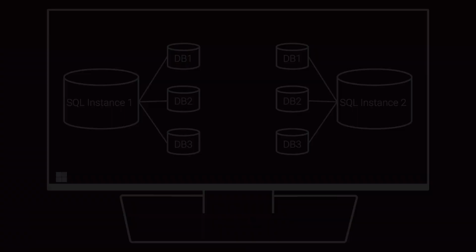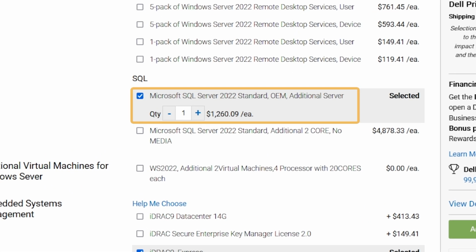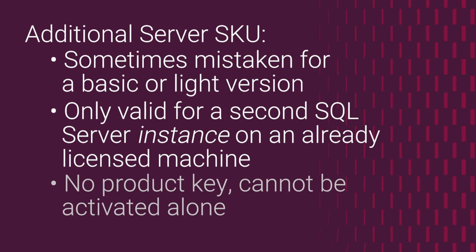When buying a server at Dell.com, I can customize the number of additional server SKUs depending on how many instances I will have running on the server. But it's important to note that these additional server SKUs do not come with their own product key. Activation of these additional instances is managed using the same key as the primary server instance.